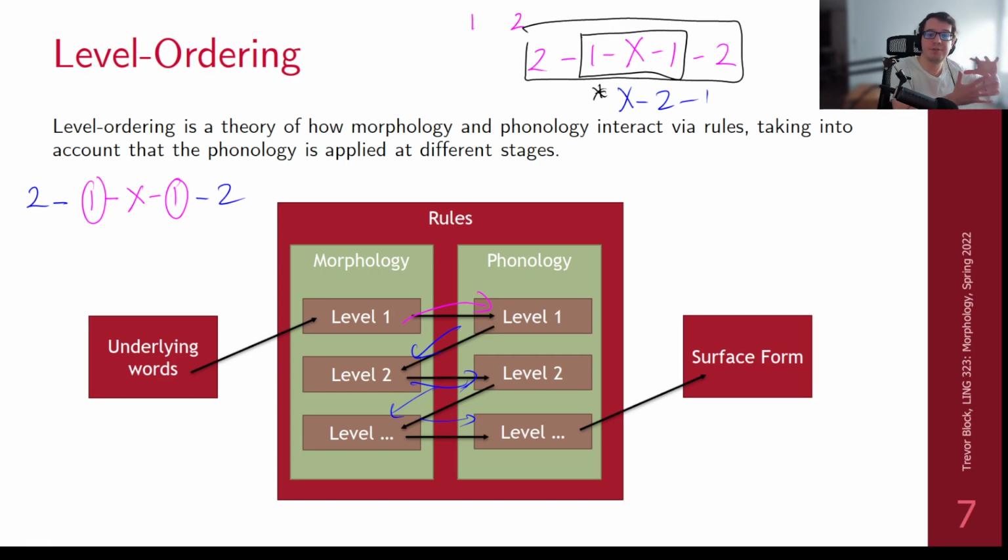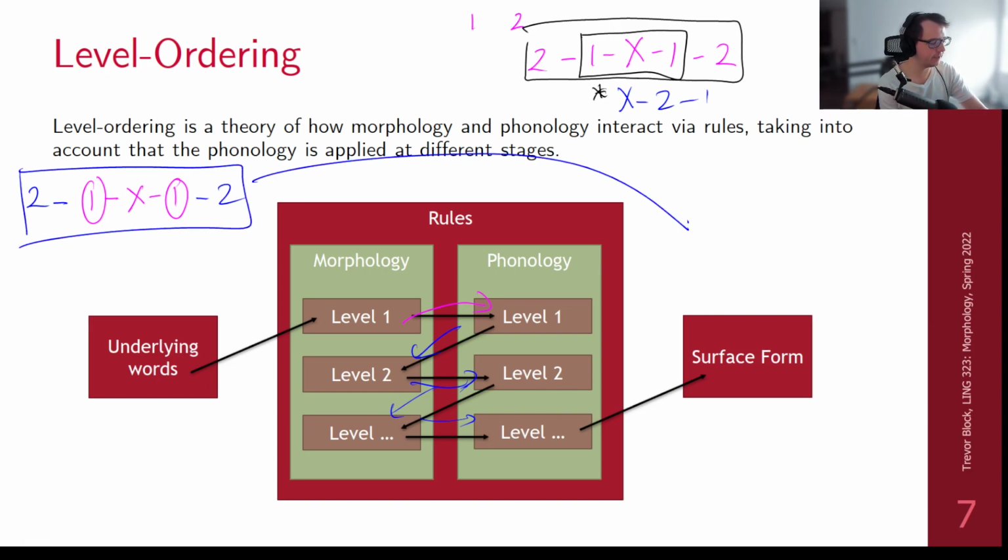Now, level 1 doesn't just mean affix 1, it's just stage 1 of the operations, but because we have affixes 1 and 2, we can use this diagram to make it a little bit more concrete. Then after all the morphology and phonology has been done, you get your surface form. And that's either going to be grammatical or it's going to be ungrammatical.